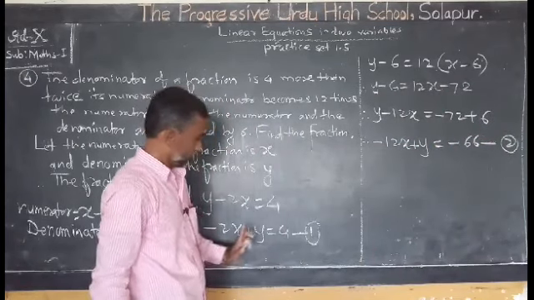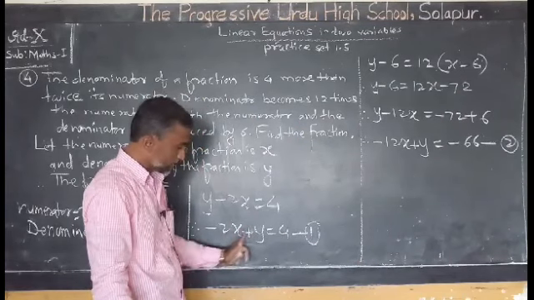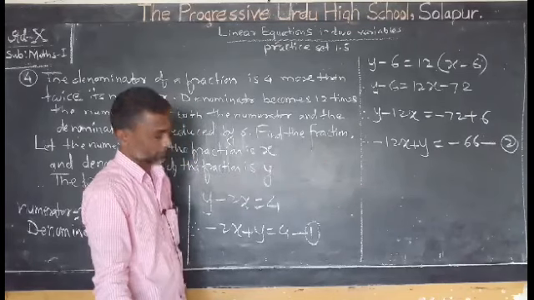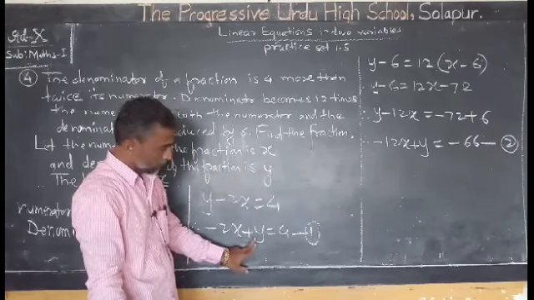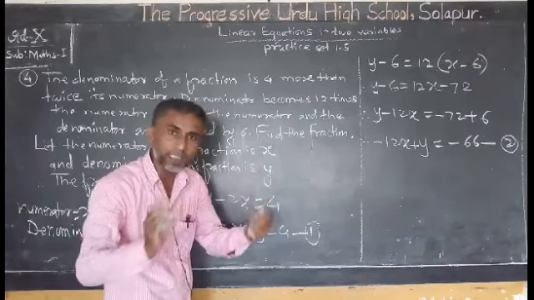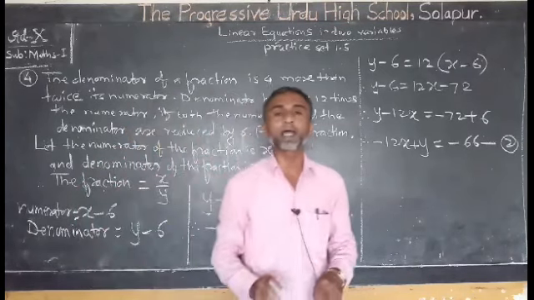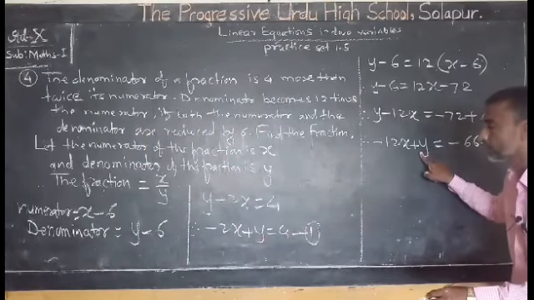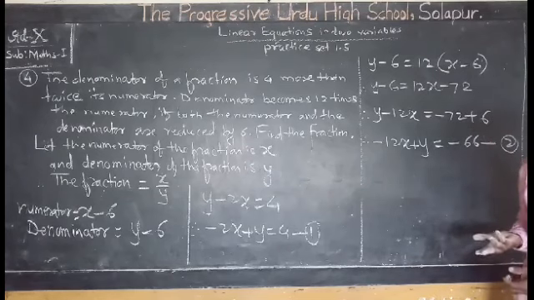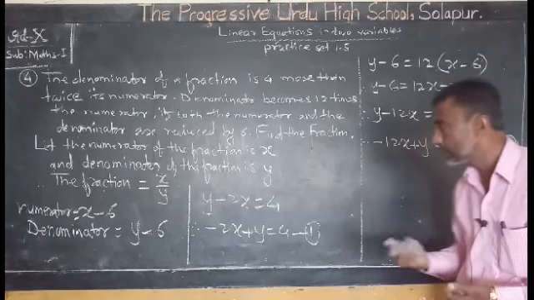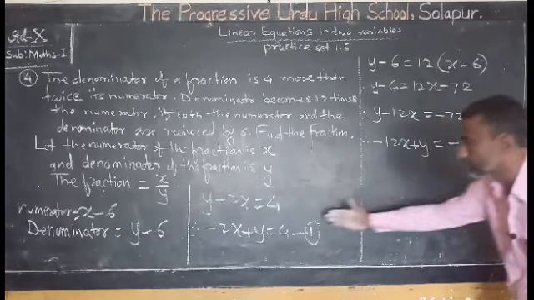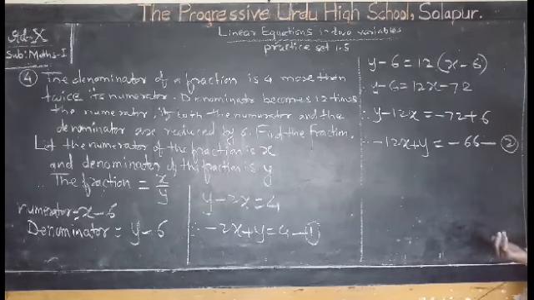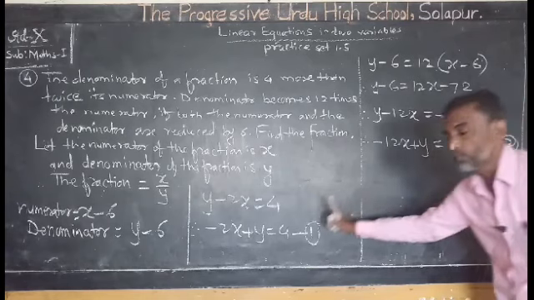Look at the blackboard. This is equation number 1. Minus 2x plus y is 4. Minus 12x plus y is minus 66. If you observe, the coefficients of y are already equal. There is no need to multiply any equation by any number because coefficients of y are equal. Then what we have to do? Whether we have to subtract or we have to add. If we observe the coefficient, both are plus. So, one should be subtracted from the other. So, I am going to subtract equation number 2 from 1.